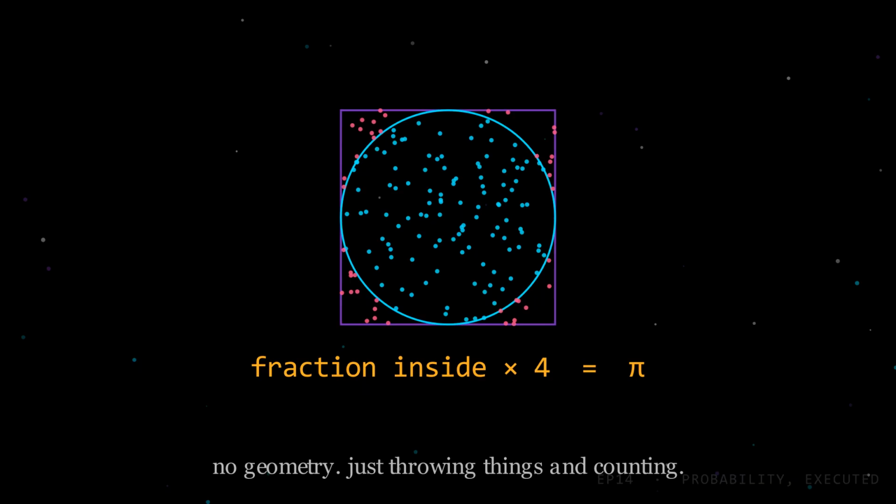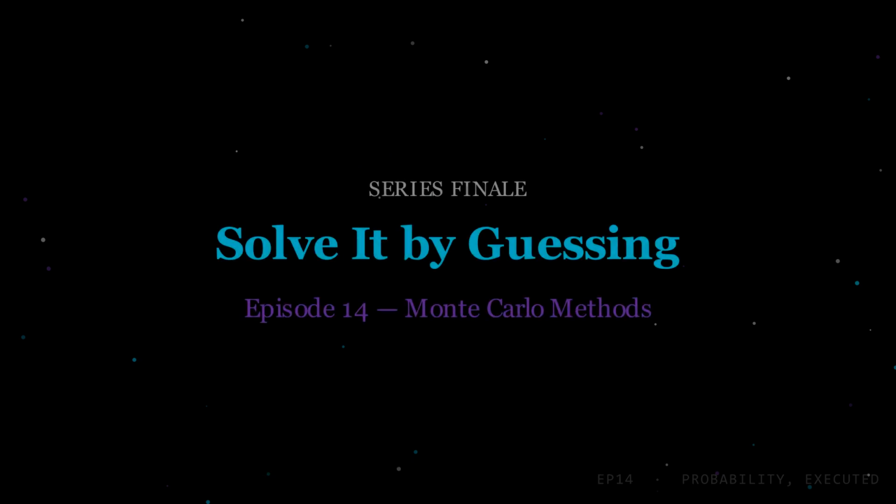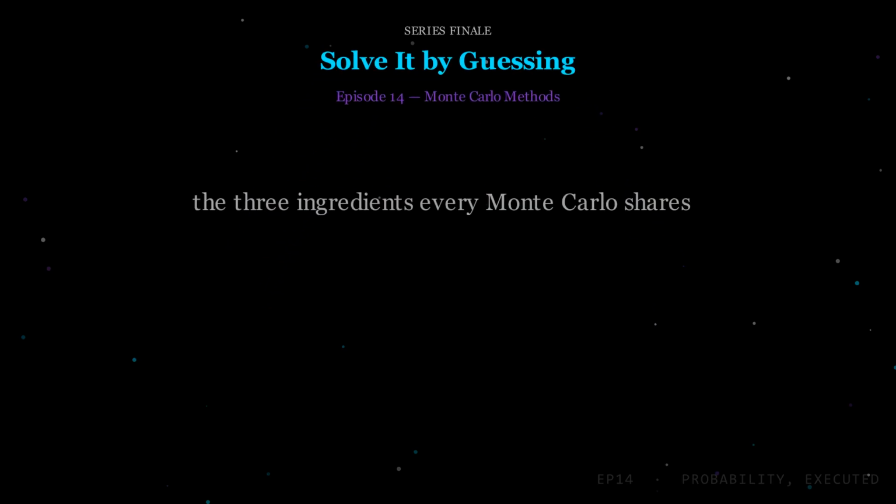Without measuring a circle, without any geometry, without ever writing down what pi is, just by throwing things and counting. That is Monte Carlo, and it is the most general problem-solving technique in this entire series. This is the finale, and it ties everything together.